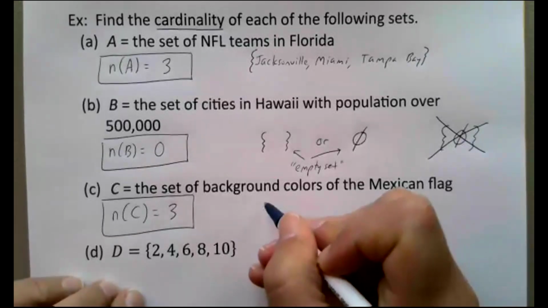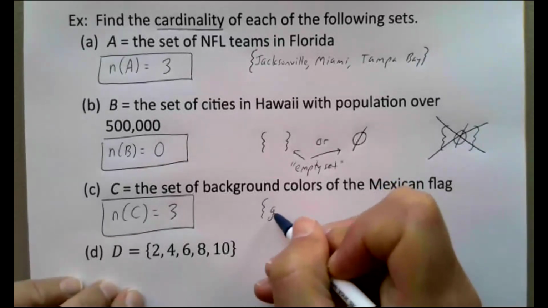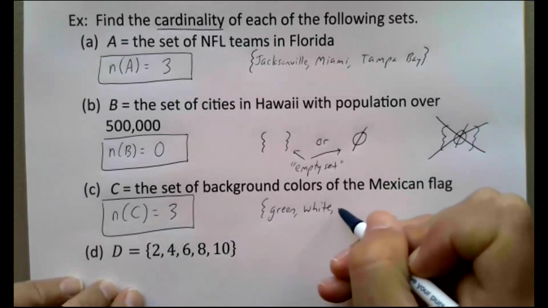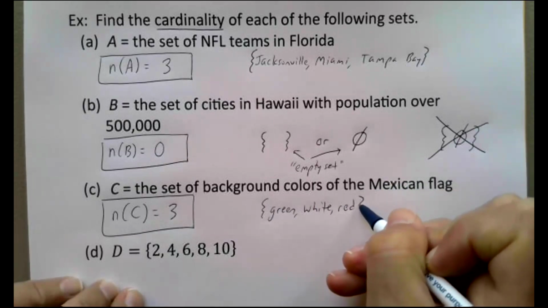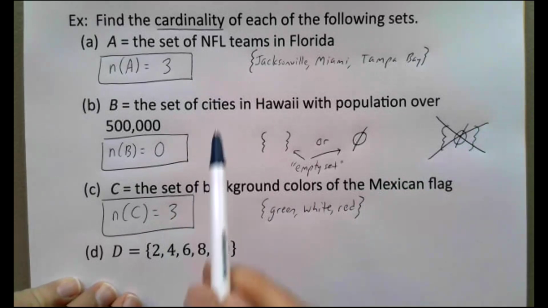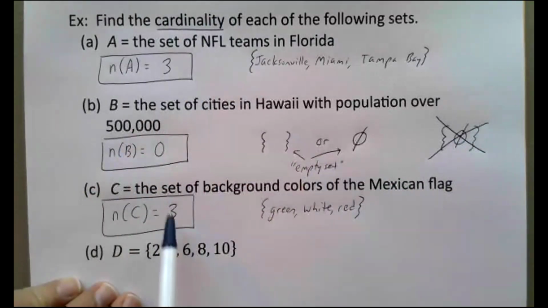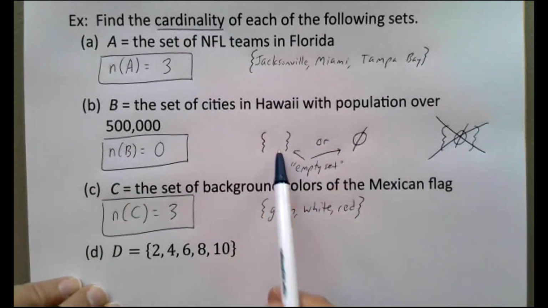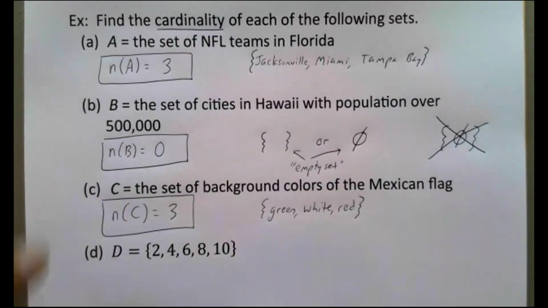So there's 3 of them, right? Now, 3 is my answer. Green, white, and red is not my answer, actually. This is not my answer. 3 is my answer. When you're talking about the cardinality, your answer should be a number. It's just helpful sometimes to write this out so you know how many there are. 1, 2, 3. Okay.